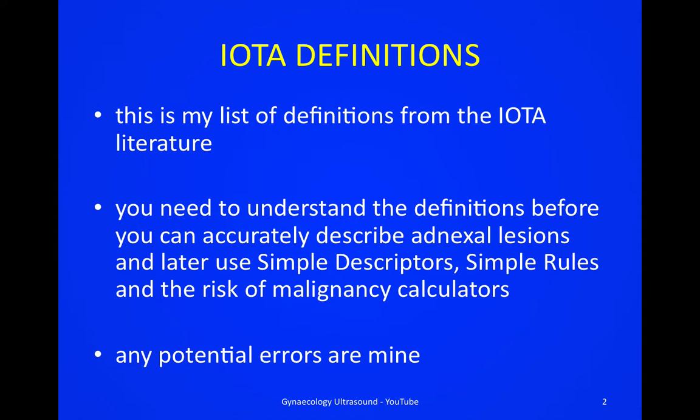This is my list of definitions from the IOTA literature. You need to understand the definitions before you can accurately describe adnexal lesions and later use simple descriptors, simple rules and the risk of malignancy calculators. Any potential errors are mine.